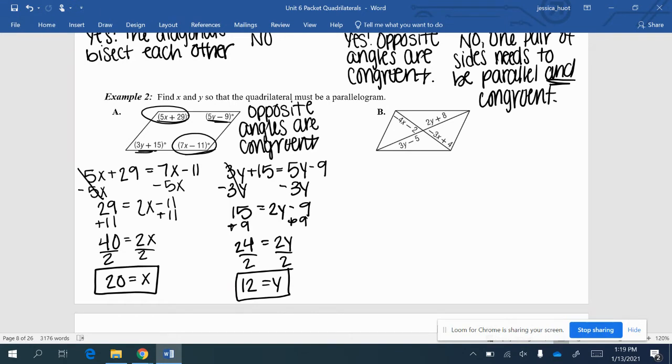And then for this next one, my diagonals are being labeled. I know that's kind of misleading, but the diagonals are being labeled. So here I know that the diagonals bisect each other, making this congruent to that, and then these two segments congruent. So now that I know that, I can go ahead and solve for x and y to find the value that would make them congruent.